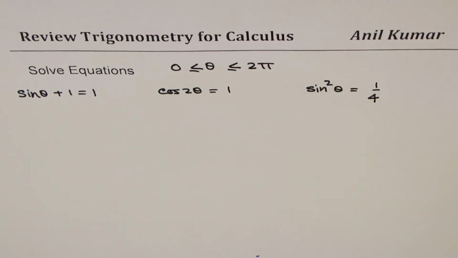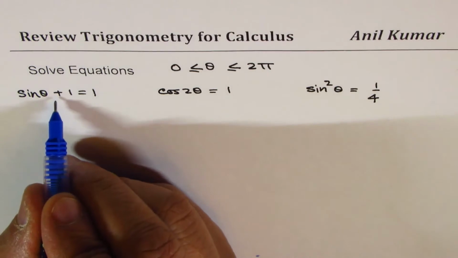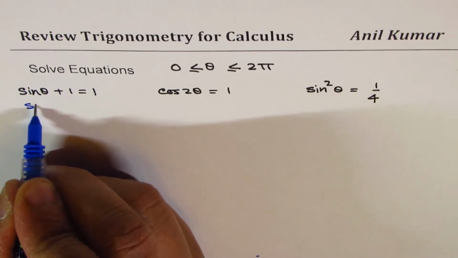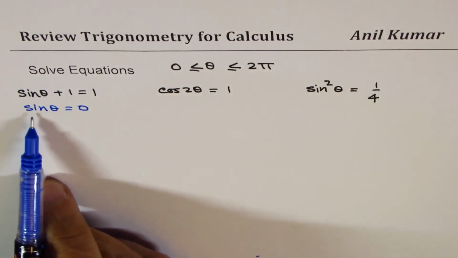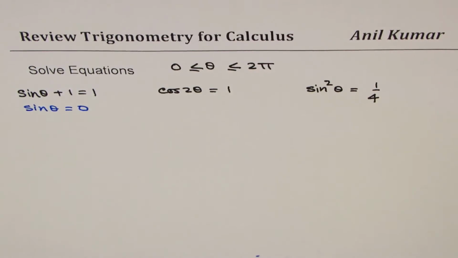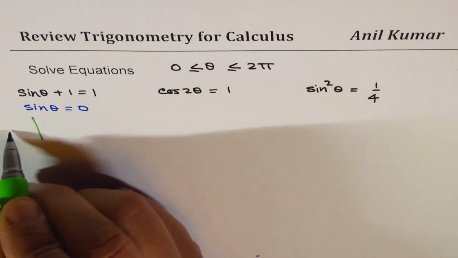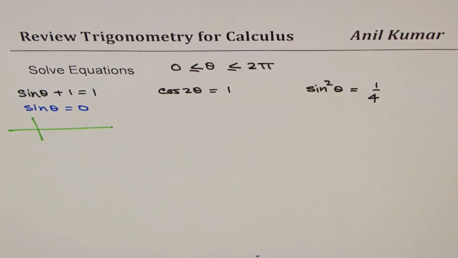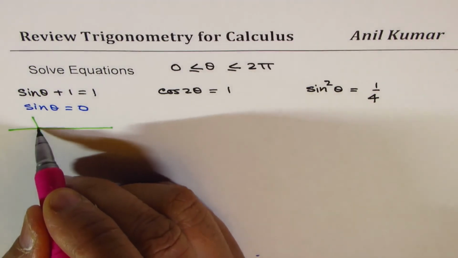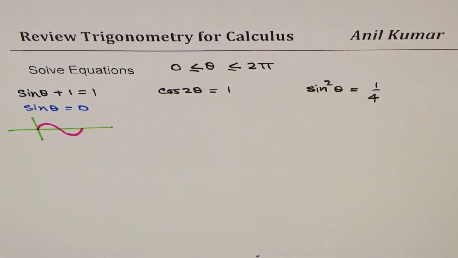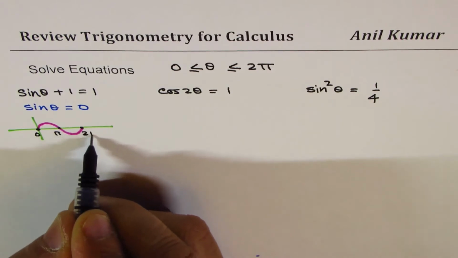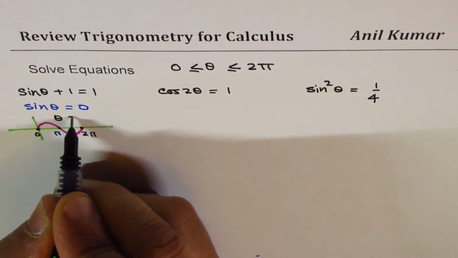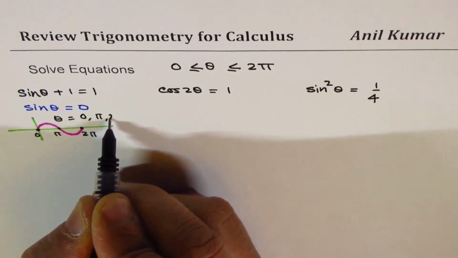Now, the very first one given here, sine theta plus 1 equals to 0, basically means sine theta equals to 0. So whenever you have an equation with sine theta equals to 0 or sine theta equals to plus or minus 1, it is a good idea to use the sine curve and find the solution. Sine curve basically is like this, as you know, with a time period of 2 pi, and it has 3 zeros. These are your 3 zeros, and they are at 0, pi, and 2 pi. And therefore, the solution is theta equals to 0, pi, and 2 pi.